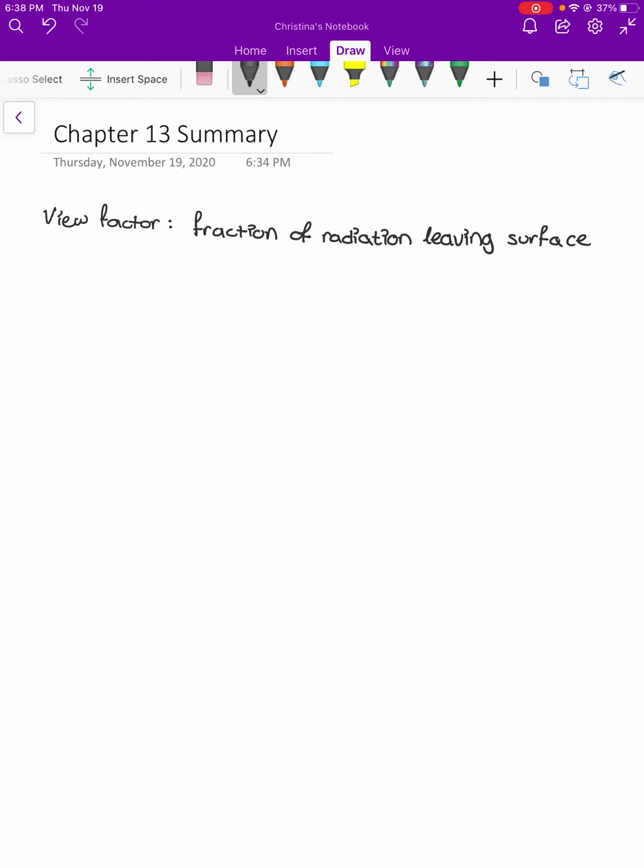The formal definition is the fraction of the radiation leaving surface i that is intercepted by surface j. We denote that view factor as Fij. Similarly, you can probably guess that the view factor from j to i would be Fji. Let me illustrate the importance of this concept with an example.